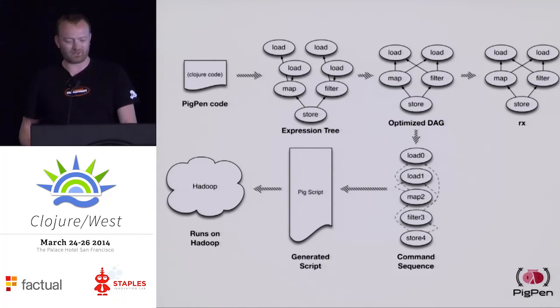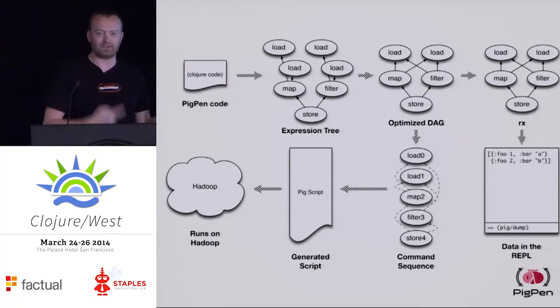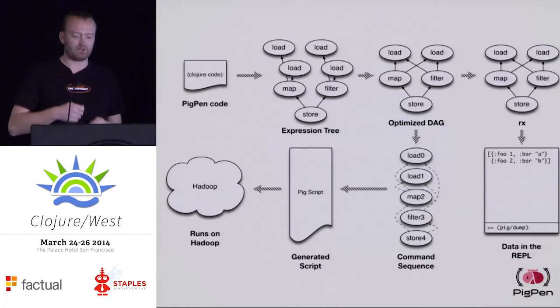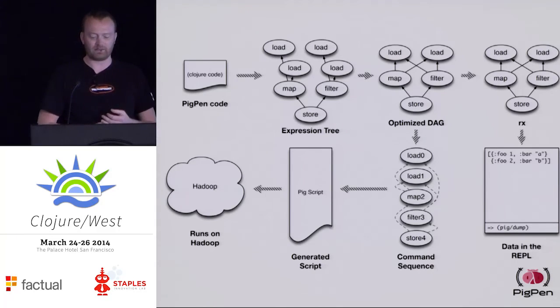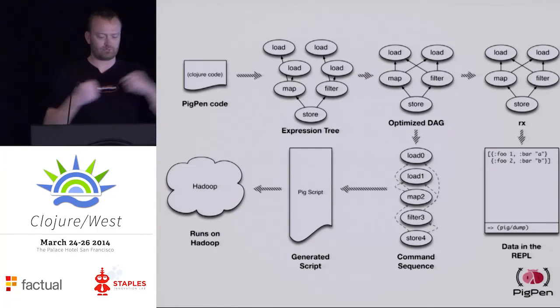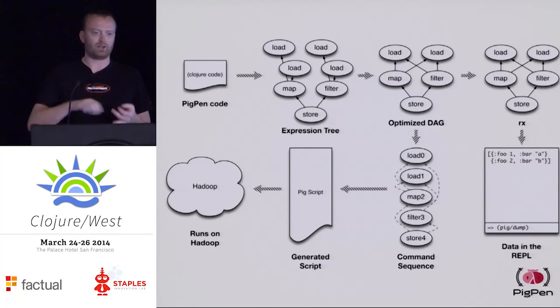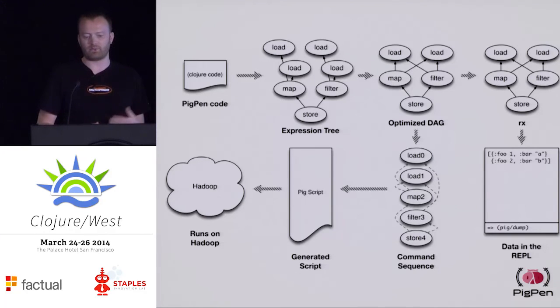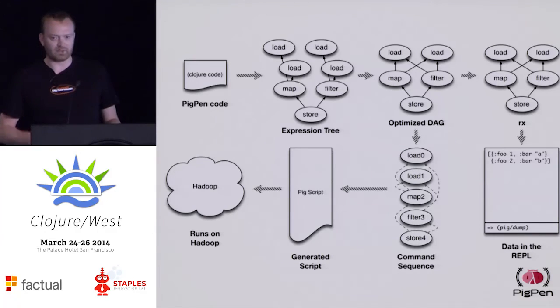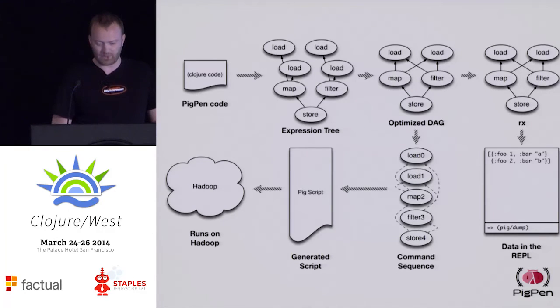But ignoring the details of RX, this is actually what's powering the data into the REPL. And this is how we can go from immediately getting data back from the sample data, run it through our logic, and get it back in the REPL. We're not compiling it to a script. We're not starting up another JVM. We're not doing any of the normal things that a lot of other MapReduce frameworks generally do to run this and get you back your sample data.